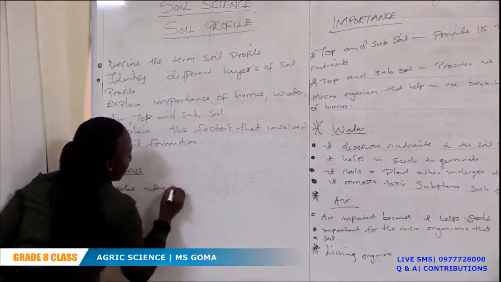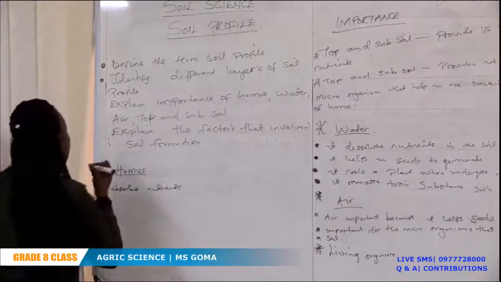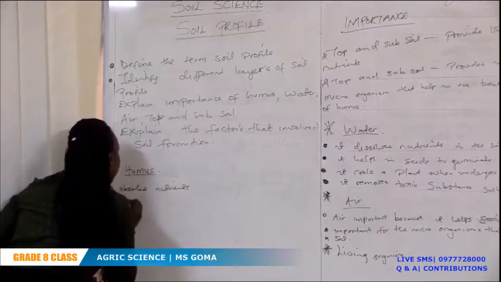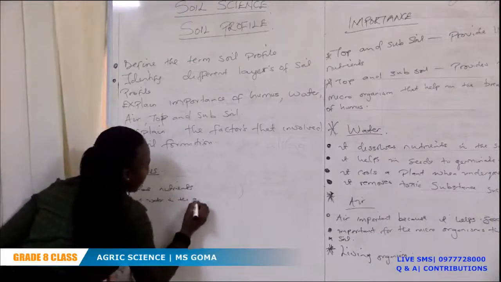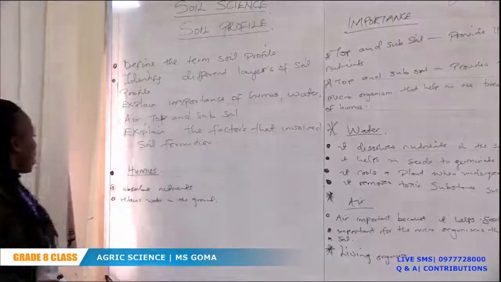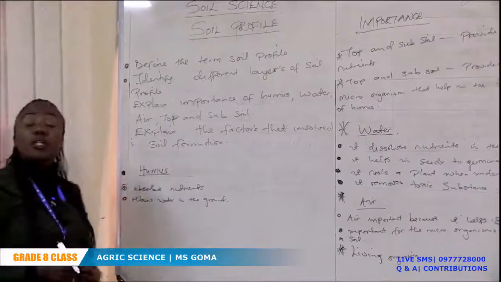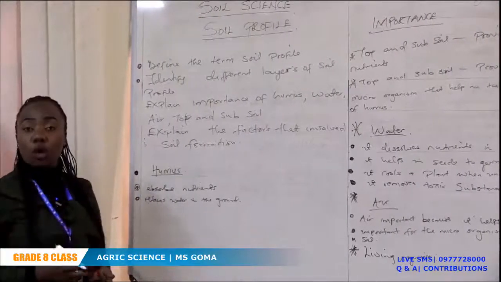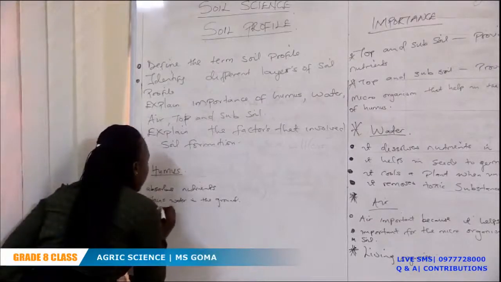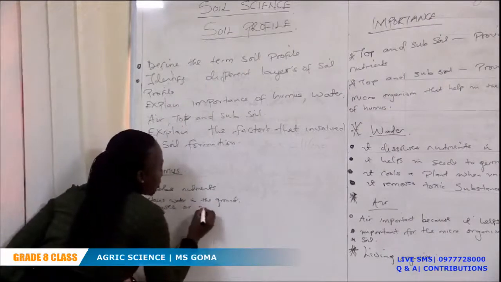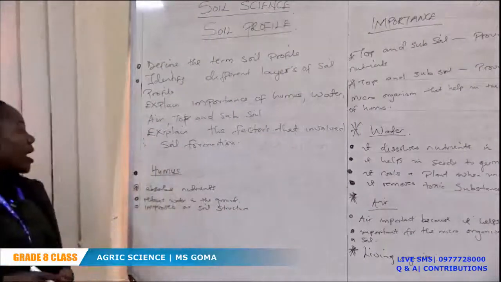Apart from it absorbing nutrients, it also retains water in the ground. So the first one, it absorbs nutrients that are put in the ground, and it also retains water in the ground, meaning it keeps water for so long in the ground. Apart from that, humus is also important because it improves our soil structure.